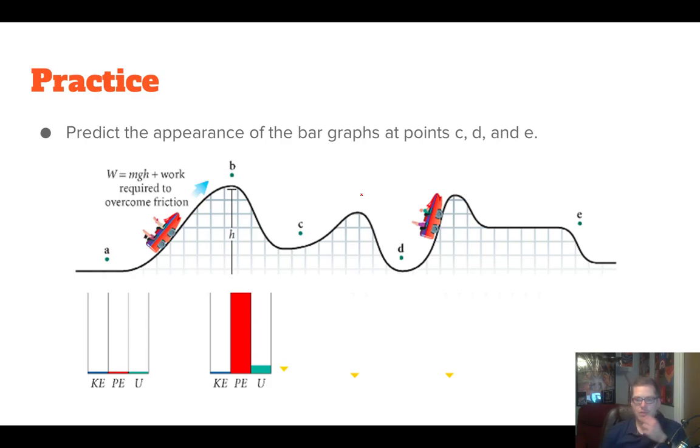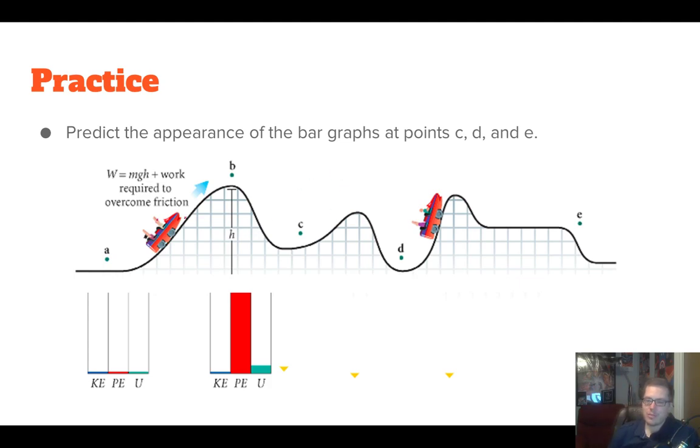We've got this graph, and we're going to predict the appearance of the bar graphs at points C, D, and E. So here at point A, the track's not moving, and it doesn't have any energy whatsoever. It's at 0 height. So it has no kinetic energy because it's not moving, no potential energy, and no internal energy. And then they hook it up to that chain that brings you up. I'm sure you've all ridden roller coasters. You roll forward, and then that chain picks you up and brings you up to the very top of the hill, right? That's the idea.